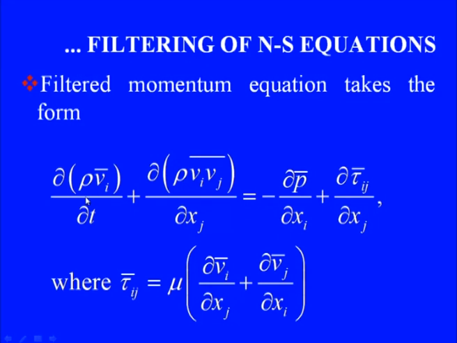Okay. So, if we remember, our original equation was simply ∂/∂t of ρVi plus ∂/∂xj of ρViVj is equal to minus ∂p/∂xi plus ∂τij/∂xj. I have ignored the source term because that would remain unchanged from the filtering operations. If it is required, we can always incorporate it here. In the majority of the flows, that source term can be absorbed in a pressure term. So, that is why we have not put it here explicitly.